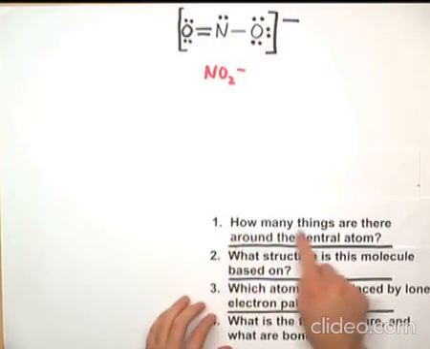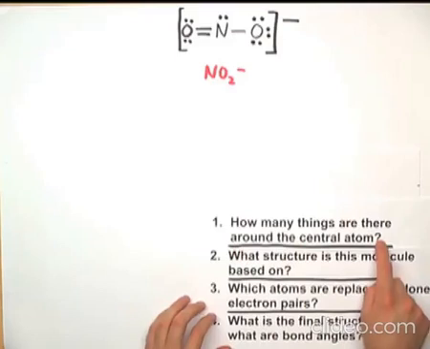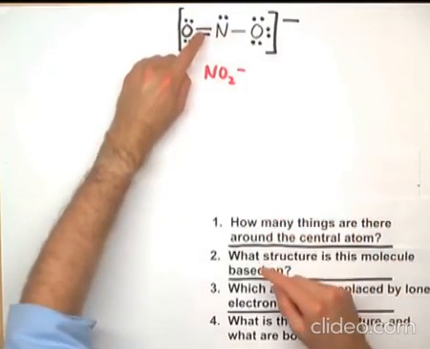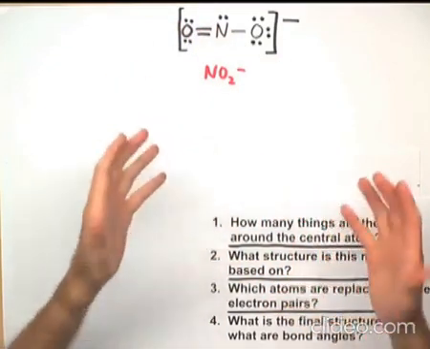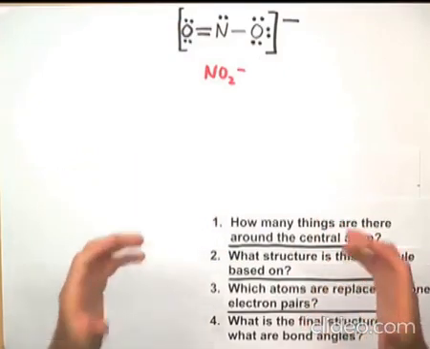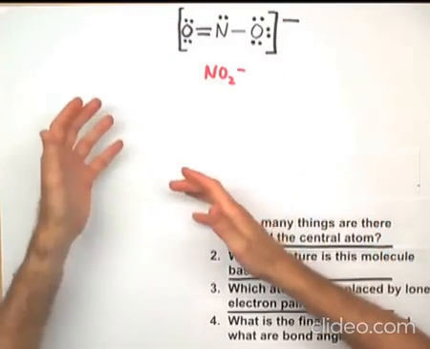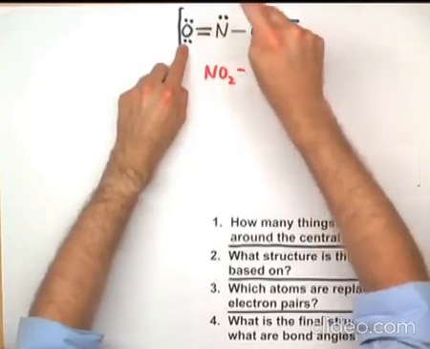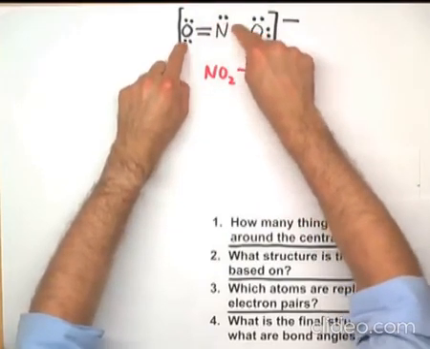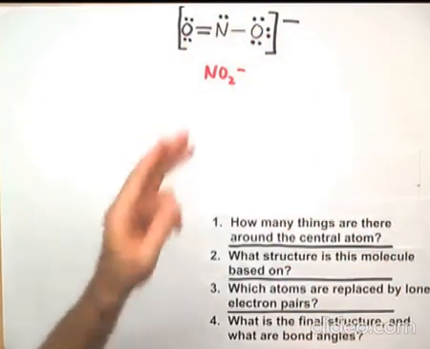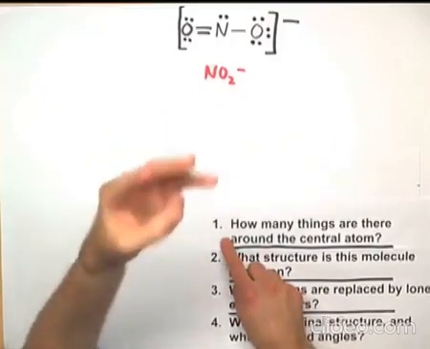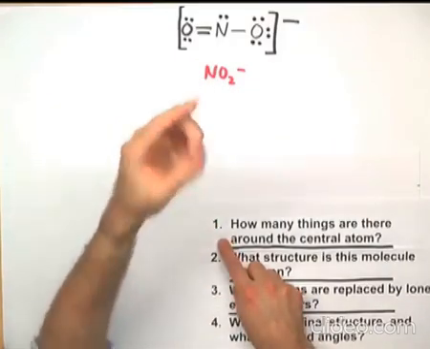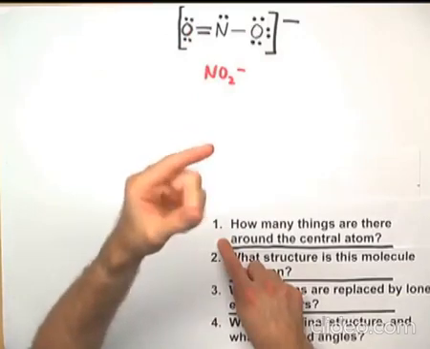Number 1, how many things are there around the central atom? So single bonds and double bonds count for the same. Doesn't matter what type of bond it is. All that matters is that it is a bond, okay? So we have 1 bond, 2 bonds, and then 1 unshared electron pair. So for this molecule, we have 3 total things around the central atom. 2 bonds, 1 unshared electron pair.